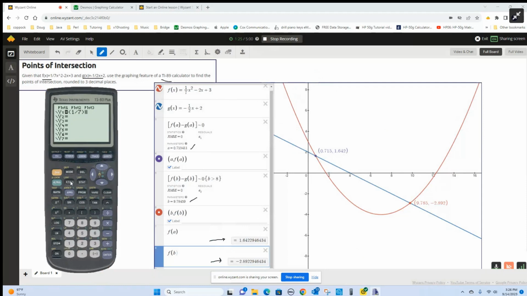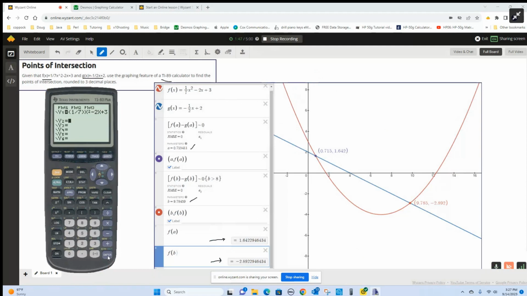And then we're going to multiply that by x squared. There's the x squared button. We want to subtract 2x, and then plus 3. Hit enter, and you've got that function entered.